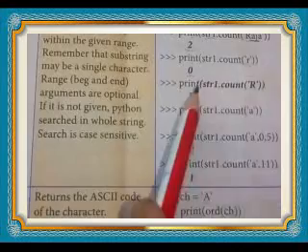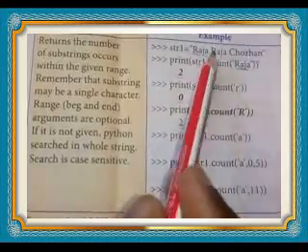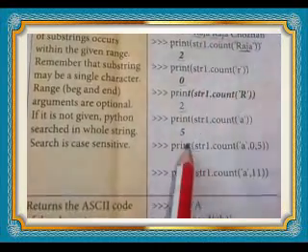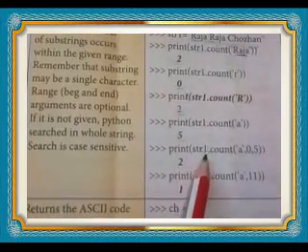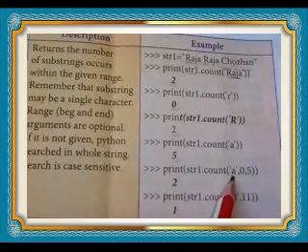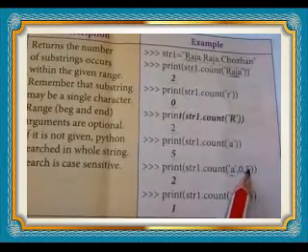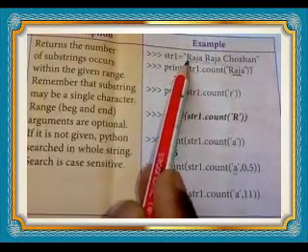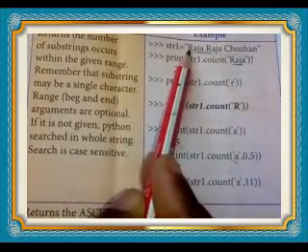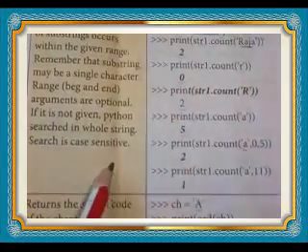Then print str1.count("a"). It is searching how many a's are there: 1, 2, 3, 4, 5. So it returns 5. Next print str1.count("a",0,5). We want to search the letter a from where to where? 0 to 5. 0 to 5 means 0, 1, 2, 3, 4, 5. This much area we want to search. How many a's are there? 1, 2. So it printed 2.